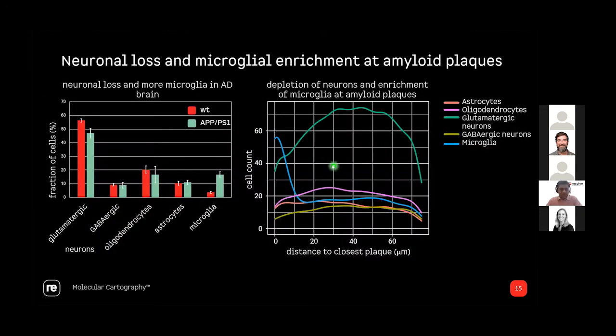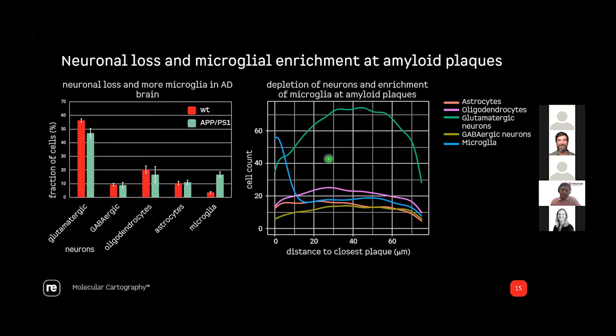Now, of course, we did further quantification in this specific case. So we quantified the number of glutamatergic neurons, both in wild type and APPPS1 cortex. We see dramatic reduction in the glutamatergic neurons, and on the other hand, we see substantial enrichment in microglia. Now, where does that occur, right? So that's the most important thing, where?